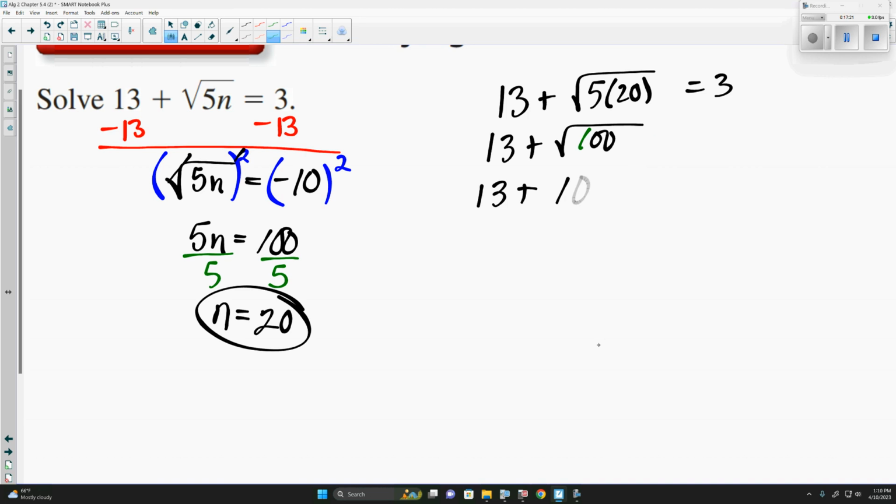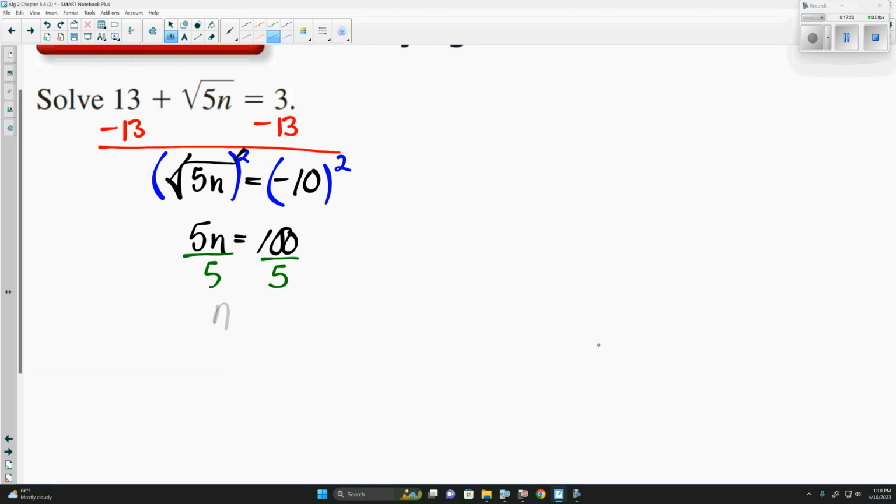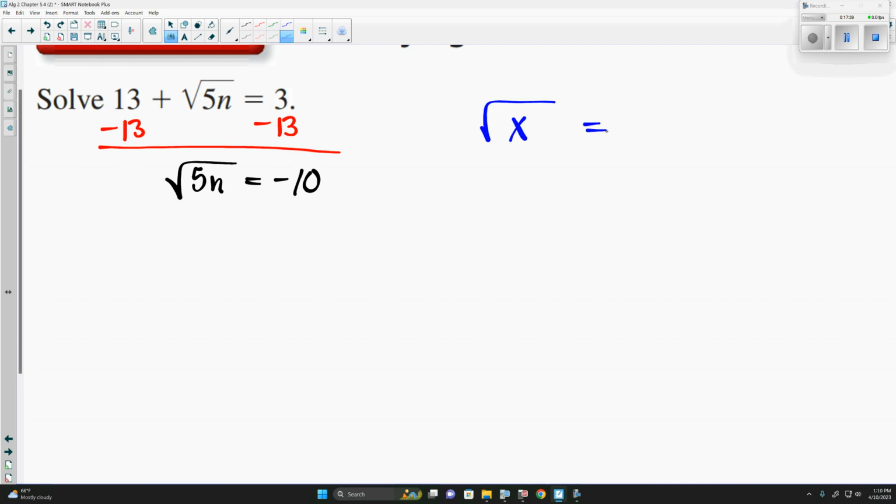I'm going to go back to a certain step in this problem here. And it's right here. So we got the radical by itself, yes? The square root of 5n equals negative 10. I'm going to write it in another way. Square root of x equals negative 10. And when we take the square root, we're trying to see what number times itself is x, yes? But whenever we talk about a square root, the number that comes out of the square root has to be positive.